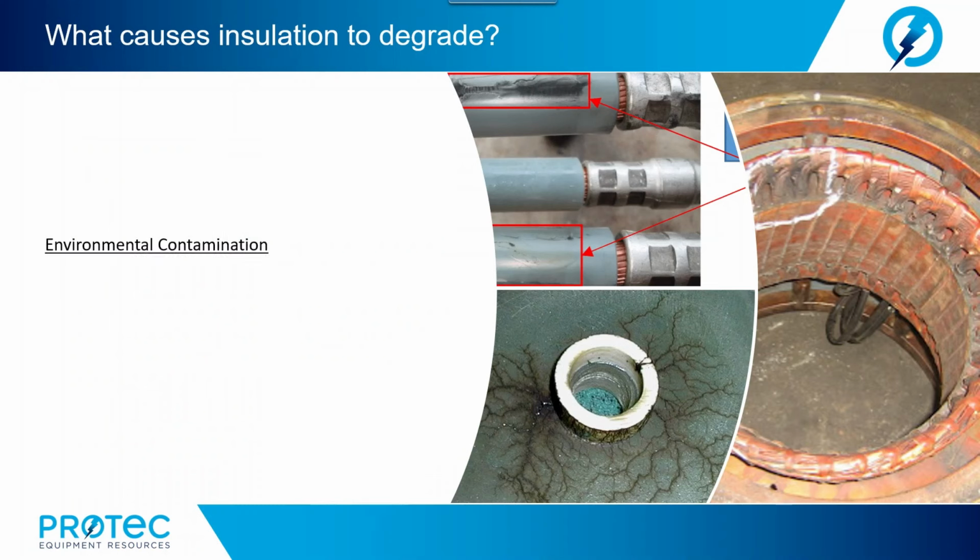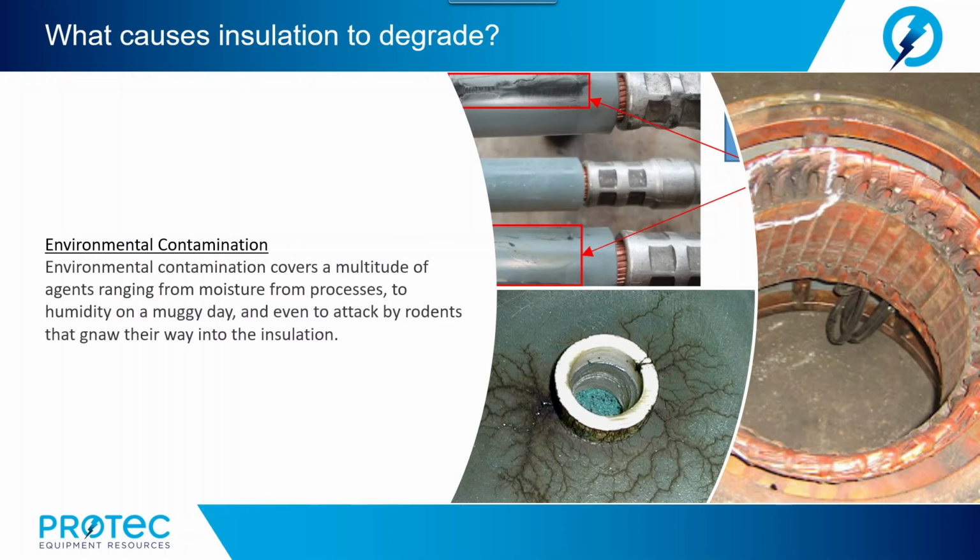Now, let's talk also about some environmental contamination. Environmental contamination covers a multitude of agents ranging from moisture from processes to humidity on a muggy day, and it can even include items such as a rodent attack gnawing away at the insulation.